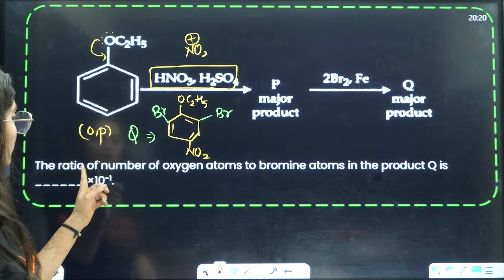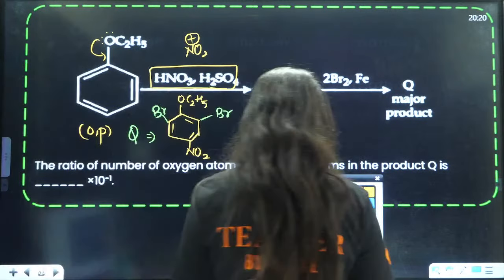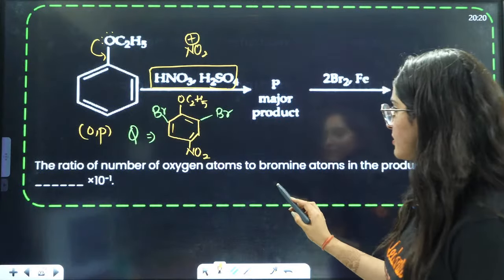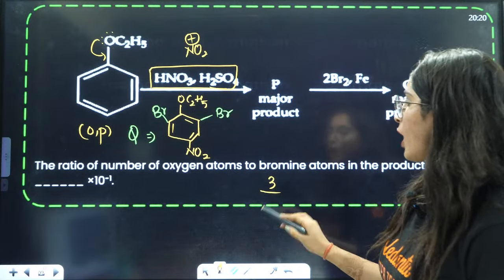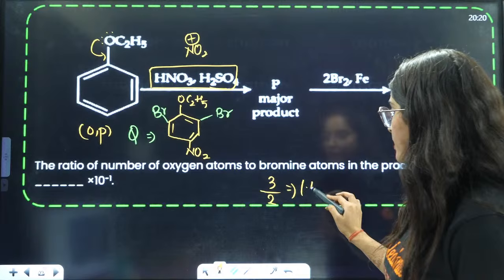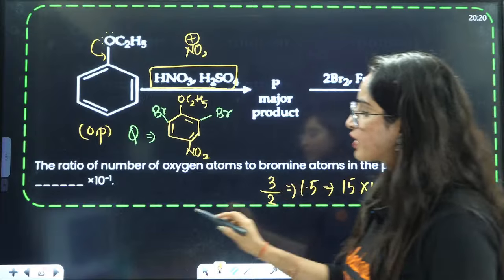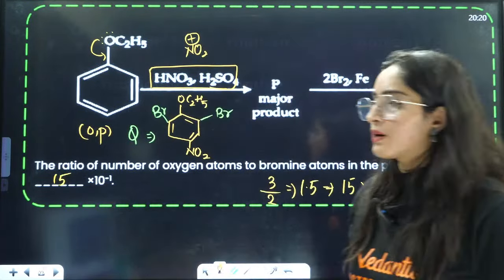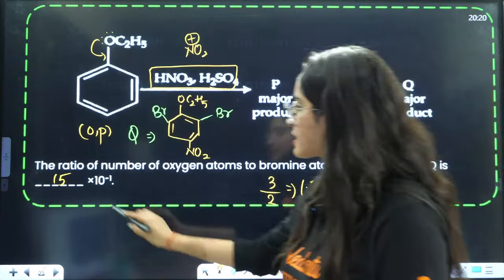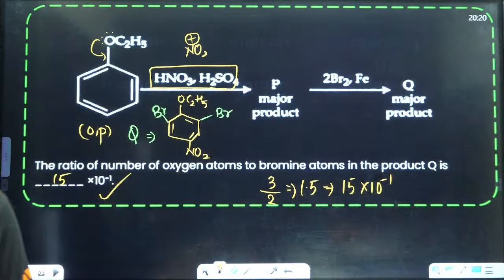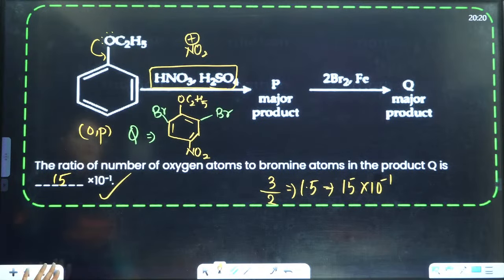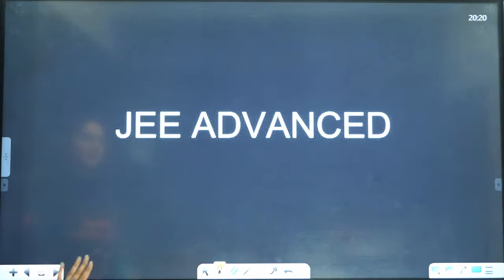Now they are asking for the ratio of the number of oxygen atoms to bromine atoms. How many oxygen atoms does it have? 3 oxygen atoms, divided by how many bromine? That is 2. The answer is 1.5. If you want to write it, this will be 15 into 10 raised to the power minus 1. So you will write 15 into 10 raised to the power minus 1 as the correct answer. Everybody in the chat box, is it? So 15 will become the correct answer.